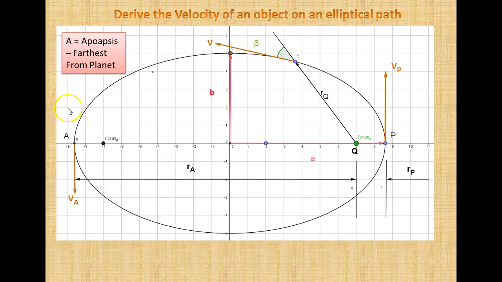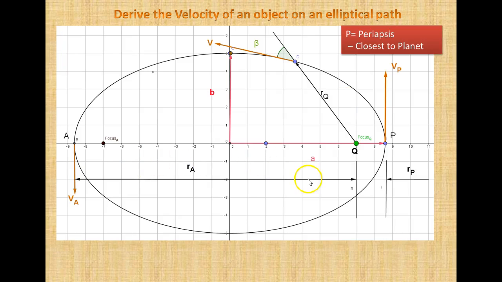We have A. A is called apoapsis. A is the farthest point from the planet that we're orbiting. If the planet that we're orbiting is Earth, we call this point A apogee. Point P, we call this periapsis, the closest point to the planet along the orbit. If the object at Q is Earth, we call point P perigee.